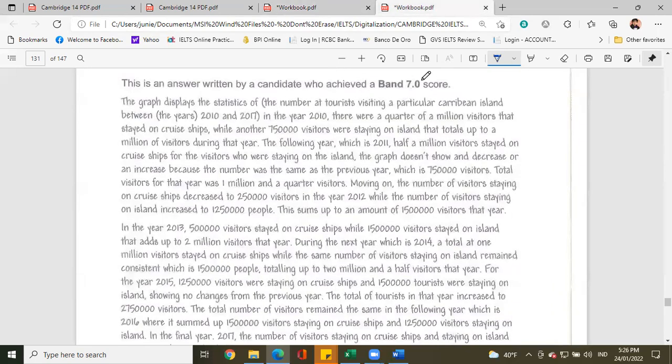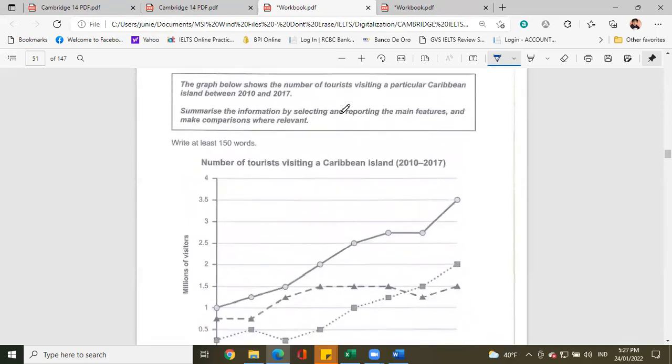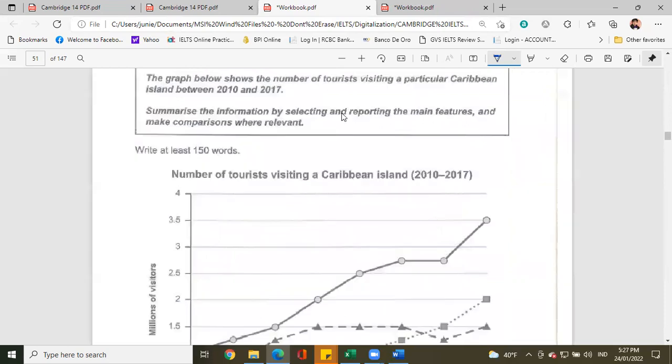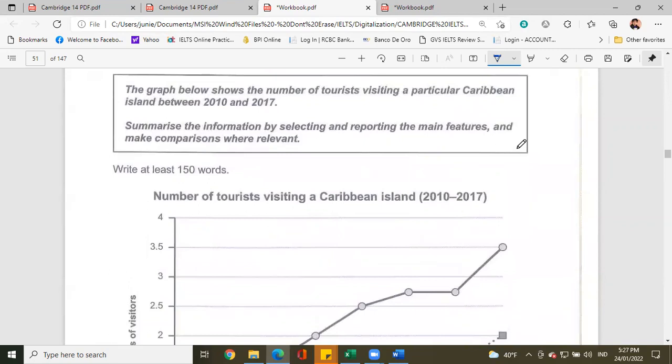Okay. Ayun, Caribbean island. So the graph below shows the number of tourists visiting a particular Caribbean island between 2010 and 2017. Sige, let's go to the count. Ano yung nominals? Ano yung tens muna? C, O, N. So ano yung tens? T. Alam mo, wag na lang nating tawagin count. Tawagin na lang nating continuation. Okay yun.